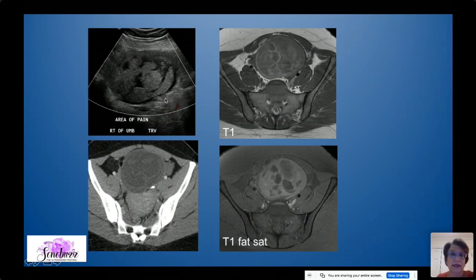And so we're going to get a CT, but also an MR with fat saturation, the T1 with fat saturation, that confirms that there is fat in this lesion. And this is indeed a cystic teratoma, but this is an atypical lesion. You would not be able to make a comfortable diagnosis on ultrasound.